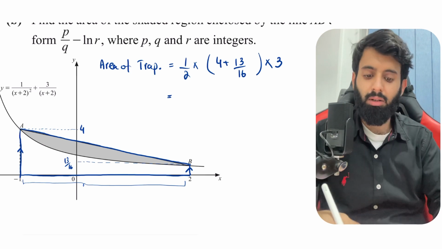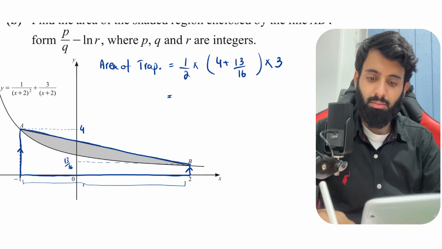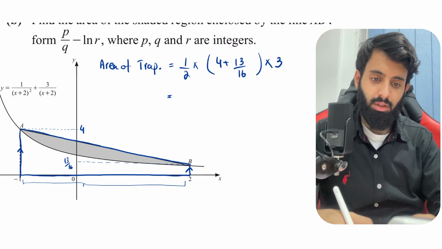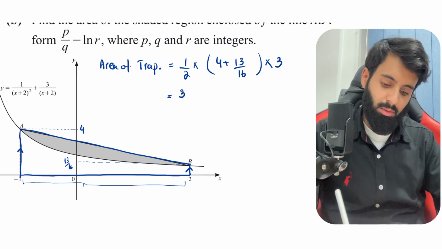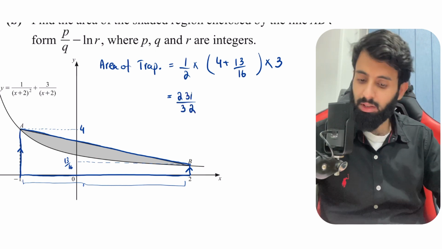So let's work this out. 0.5 into 4 plus, I should probably do that in a bracket, 4 plus the fraction 13 upon 16, times 3. Now we're looking at 231 upon 32. So this is the area of the trapezium.